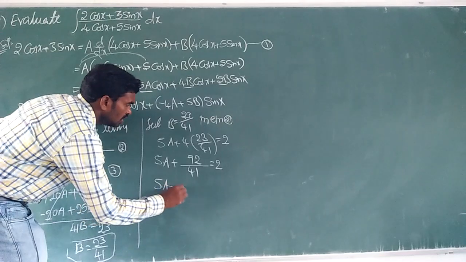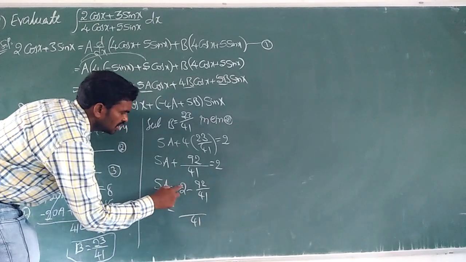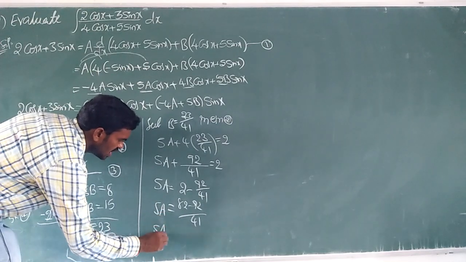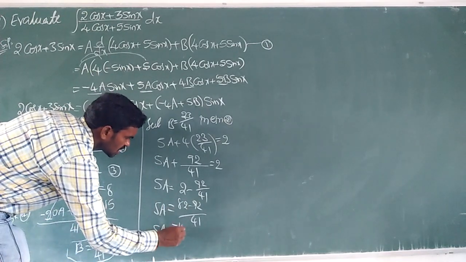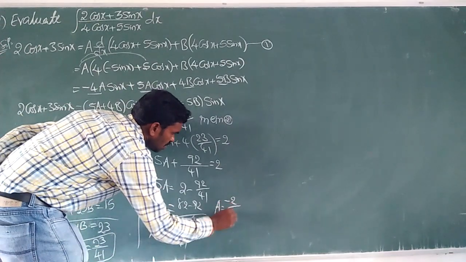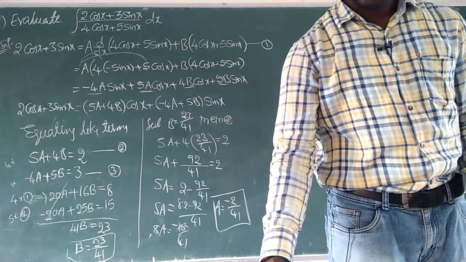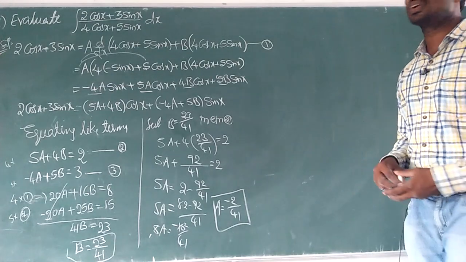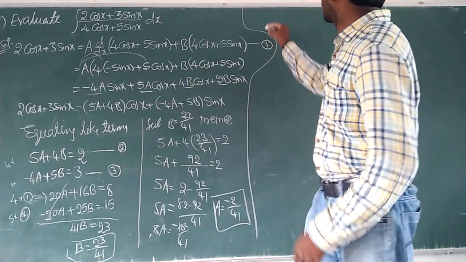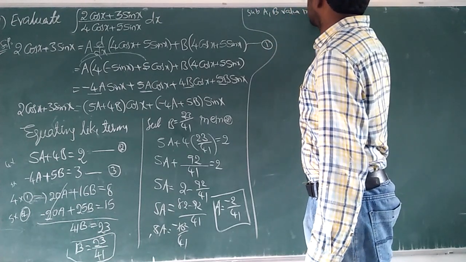So 5a equals 2 minus 92 by 41, which is equal to, with 41 as the LCM, 41 into 2, 82 minus 92. So 5a equals 82 minus 92, which is minus 10 by 41. So a equals minus 2 by 41. So we got the a value, minus 2 by 41, and the b value 23 by 41. Now substitute these a, b values in equation 1.